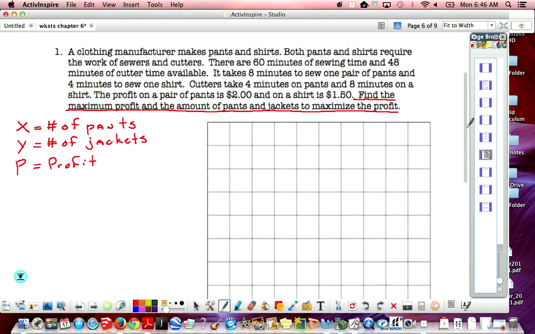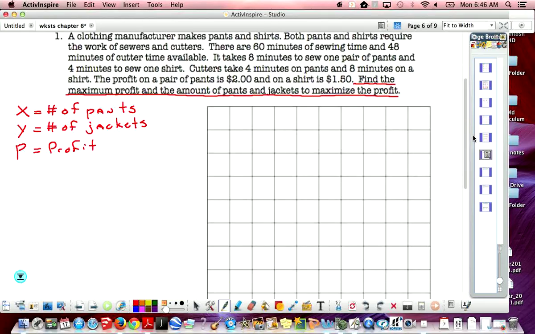Step two then says, if you remember, write our objective function. What's our goal? What's our objective? Function, remember, is an equation. So we're trying to maximize our profit. So I like to say max P, and how do we make money?